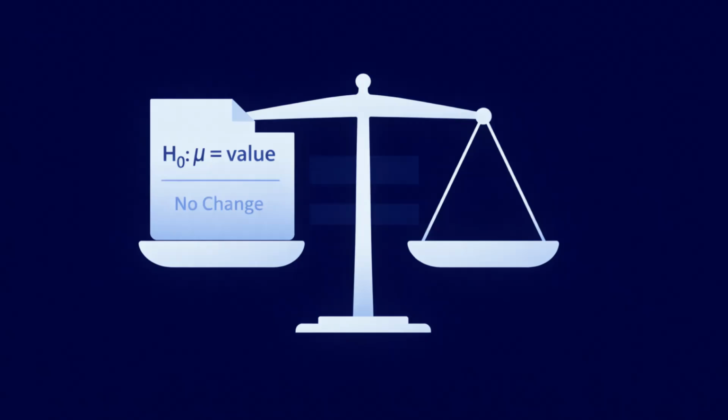The null hypothesis is the starting assumption in a hypothesis test. It is the statement we assume is true unless the data provide strong evidence against it. The null hypothesis usually represents no change or no difference. It always includes an equals sign. The null hypothesis is written as a statement about a population parameter.